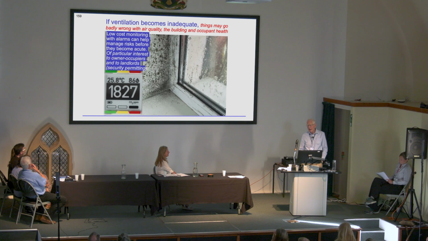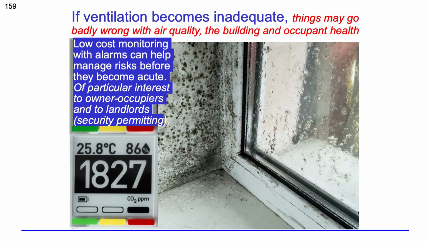Because this is a sort of cheap temperature, humidity, CO2 detector, an Aeronet one. And a sort of rule of thumb for acceptable air quality for people is 1,000 to 1,200 parts per million average. Oops, it's gone up to 1827. But not only has it gone up to 1827, the humidity has gone up to 86. So there's something very wrong.